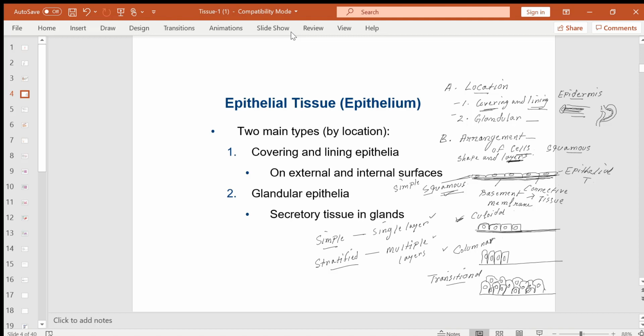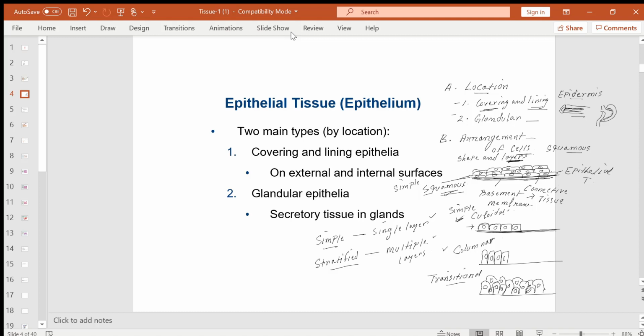Now if I add more layers, this is no more simple. This is now called what? Stratified squamous. Makes sense? Multiple layers of flat cells. So this is now no more simple. This is stratified. Okay, squamous. Similarly, this is a single layer of cuboidal cells. So simple cuboidal. Okay, now it is simple cuboidal.